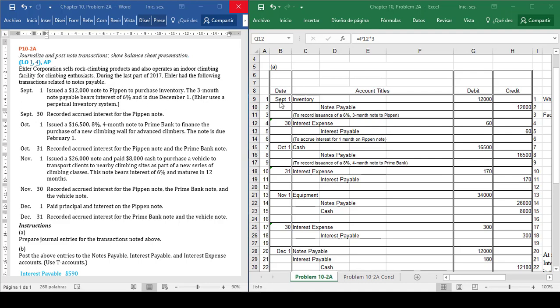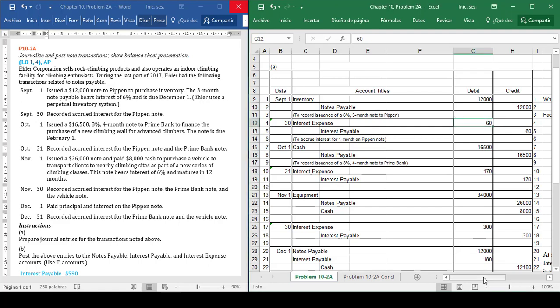So on September 1st, we debit inventory because it's a perpetual inventory system instead of purchasing. And we credit notes payable for the face value of the note, which is 12,000. Next, on September 30th, we have to accrue interest for the Piken note. So we debit interest expense and we credit interest payable.